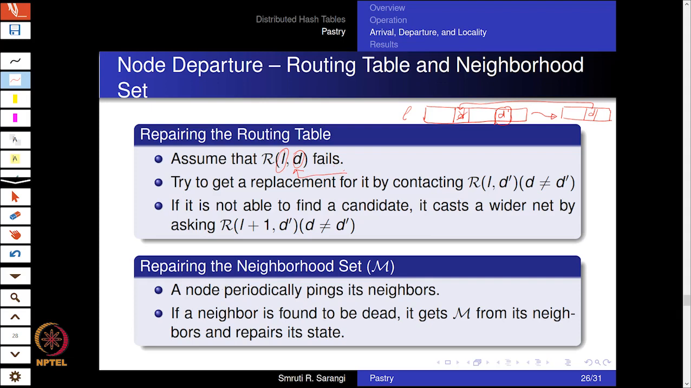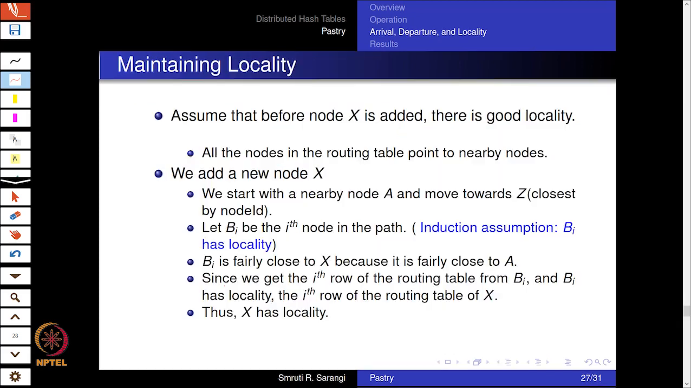How do we repair the neighborhood set? A node periodically pings its neighbors. If a neighbor is found to be dead, then what we do is we get the neighborhood set M from other neighbors and we try to repair the state, similar to a leaf set repair.